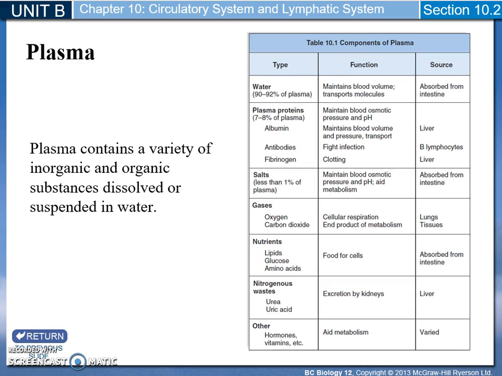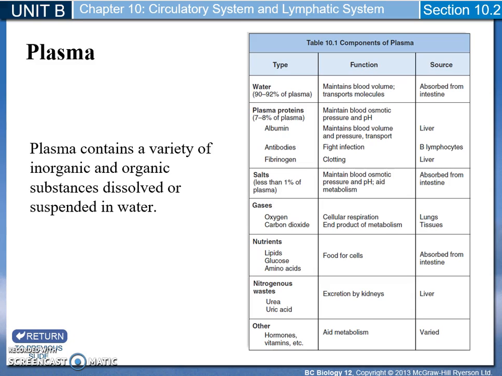So plasma itself is the liquid part of blood, and it contains a variety of inorganic and organic substances that are dissolved or suspended in water. And you can see quite a list here. Water itself is about 90 to 92% of plasma. Then you have plasma proteins, which are about 7 to 8%. And we'll look a little bit more at the detail of plasma proteins.